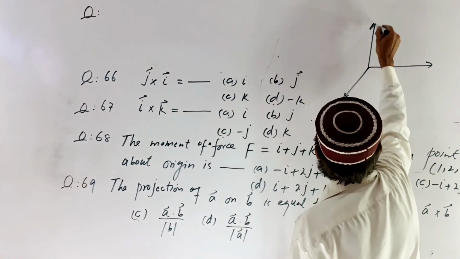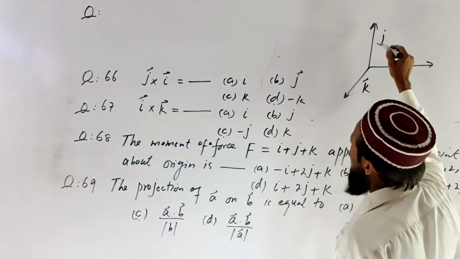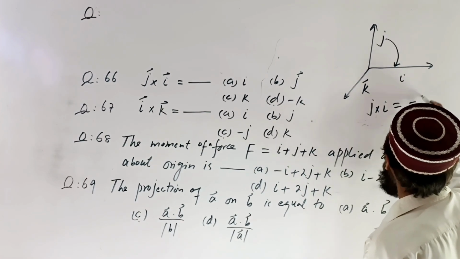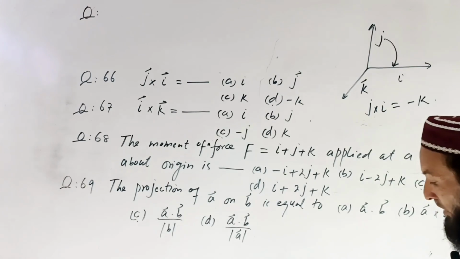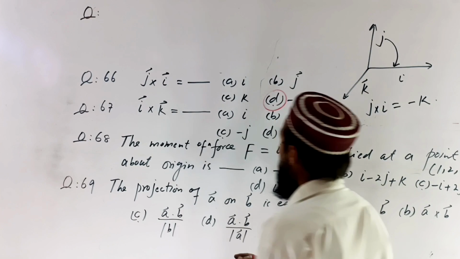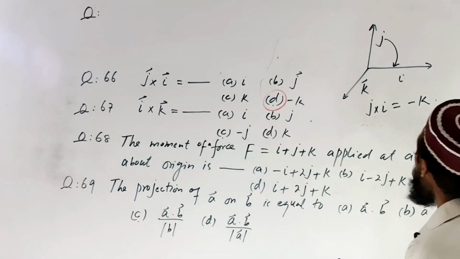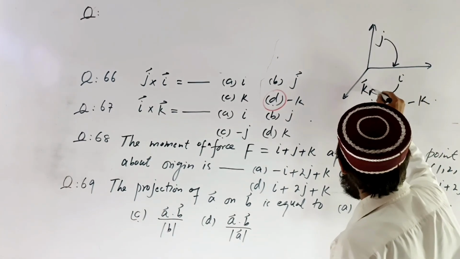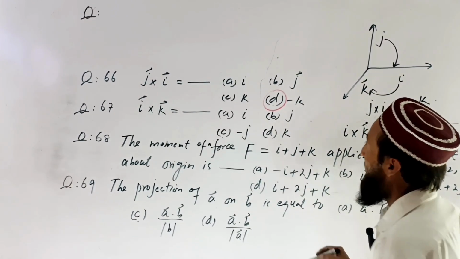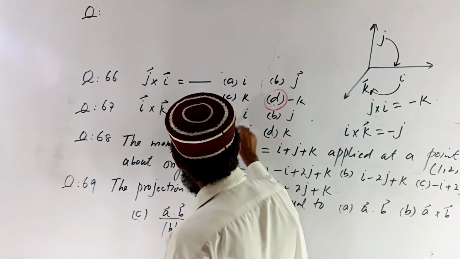Direction, three-dimensional vectors i, j, and k, and here is j cross i. J cross i, in the opposite direction, means that it is equal to minus k. So here the correct answer is D. Similarly, i cross k is required. I cross k, if we apply it here, is also in the opposite direction, so that will be equal to minus j. Here C is the correct answer according to the definition of cross product.